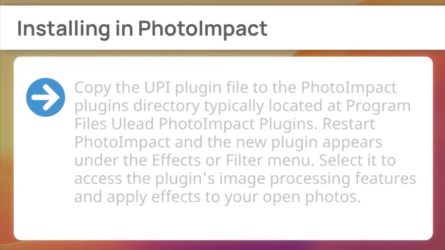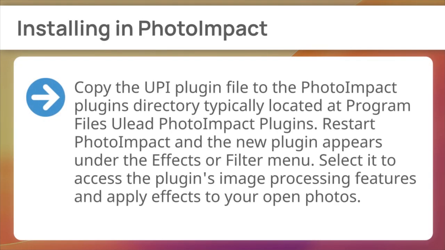First, installing in PhotoImpact. Copy the UPI plugin file to the PhotoImpact plugins directory, typically located at Program Files Ulead PhotoImpact plugins. Restart PhotoImpact and the new plugin appears under the Effects or Filter menu. Select it to access the plugin's image processing features and apply effects to your open photos.